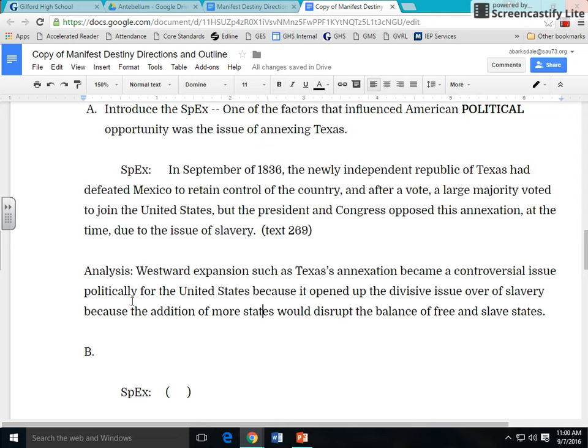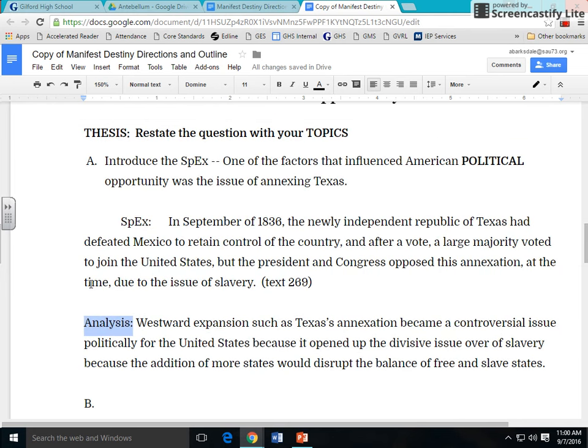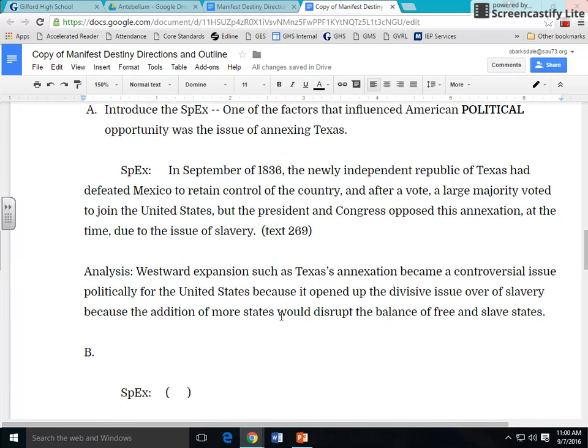Now, this leads to the last thing, which is your analysis statement. Your analysis is the most important piece of information you're putting in. This is your opinion without using the words my opinion, because it's going to prove how this specific example makes the thesis correct. Okay. So my thesis was westward expansion impacted American opportunity. So my analysis says westward expansion, such as Texas's annexation, became a controversial issue politically for the United States because it opened up the divisive issue over slavery.